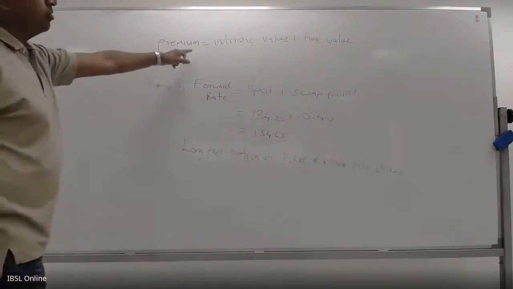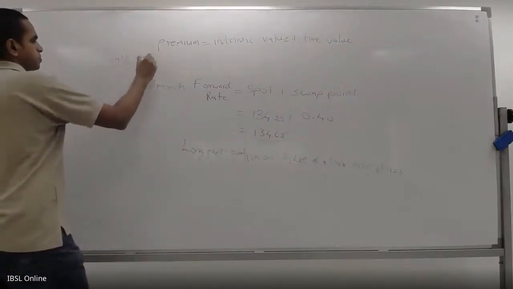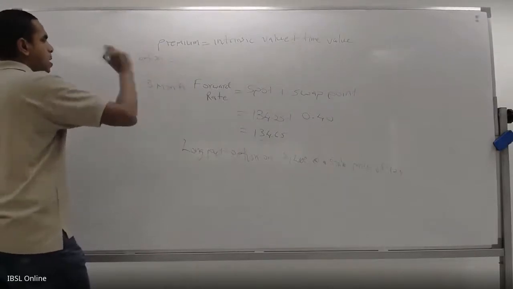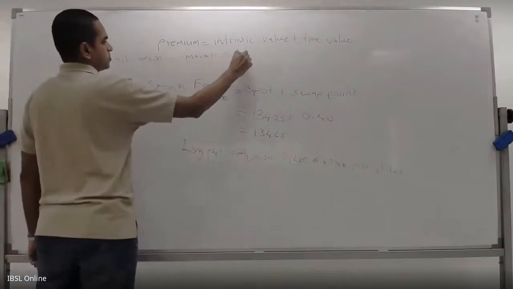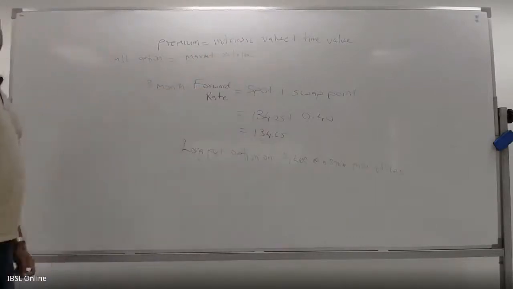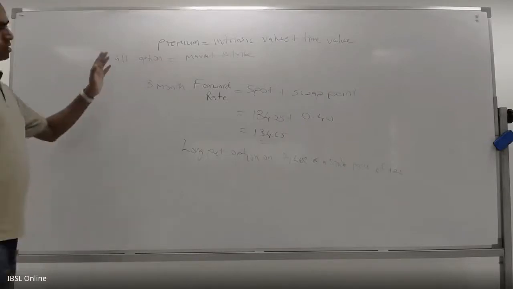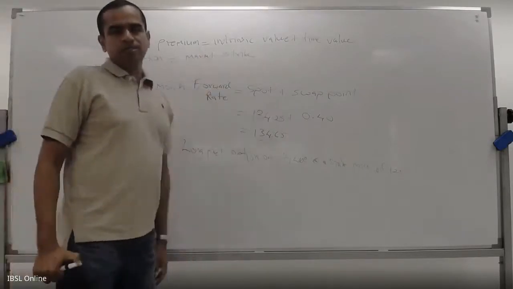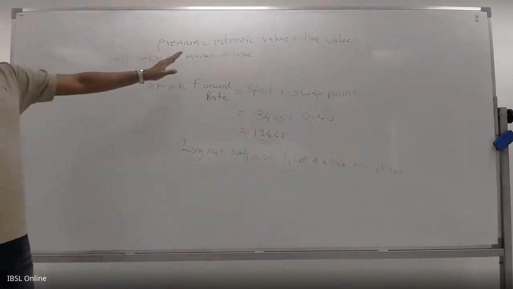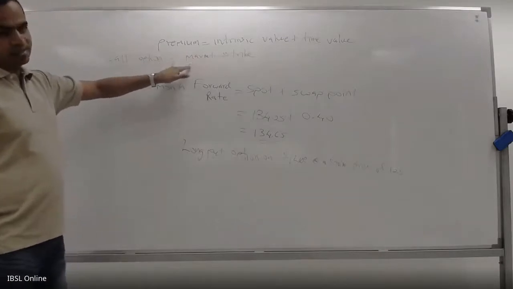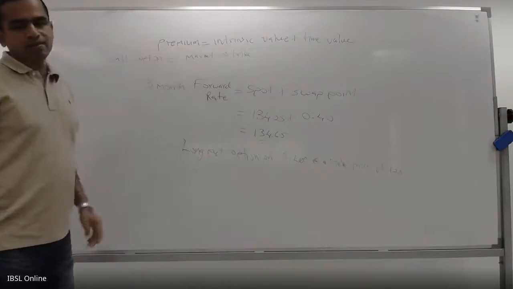Now, intrinsic value for a call option is the market minus strike. So if you buy an in the money option, then the market will be above the strike. In the money call option, market will be above the strike. Okay, so this will be a positive number. For example, if the market is 160 and your strike is 150, your intrinsic value will be 10.